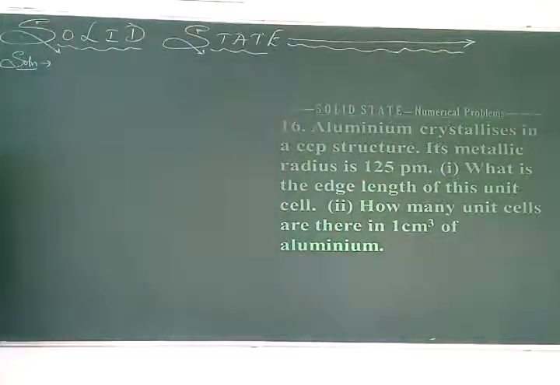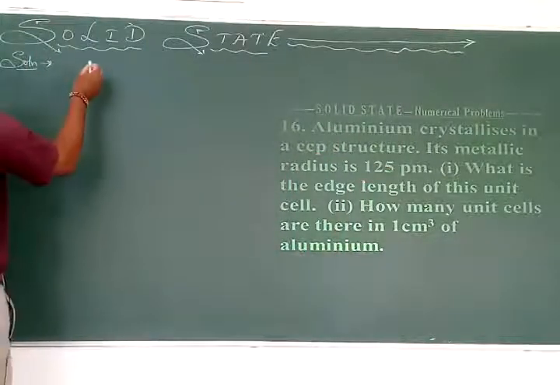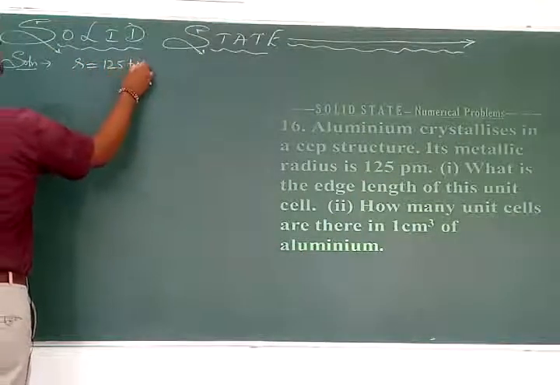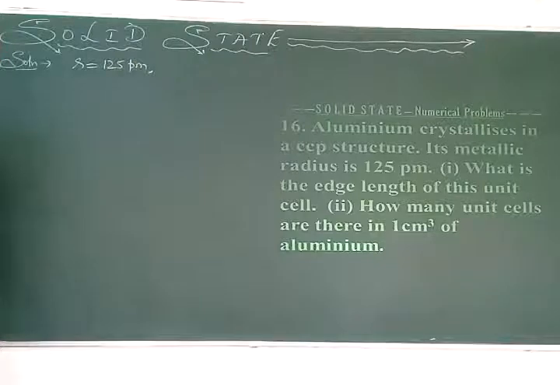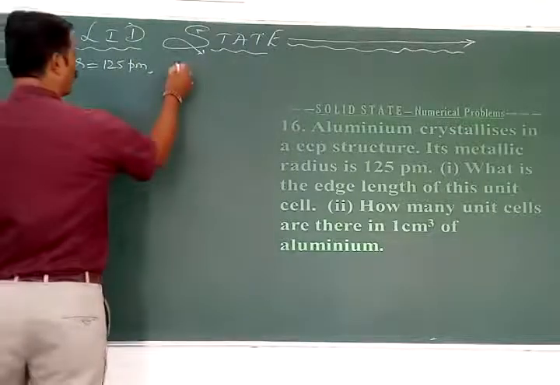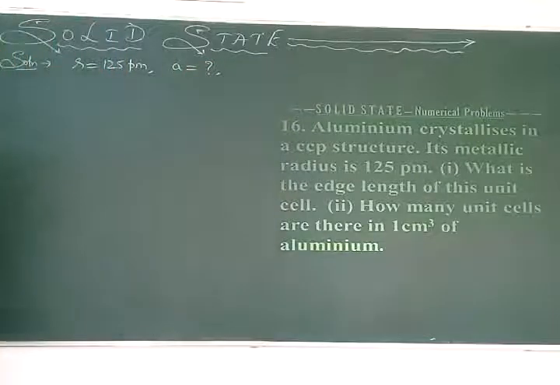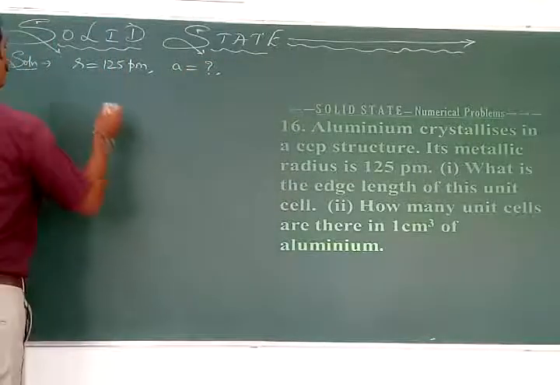CCP means Z is equal to 4. For CCP, first its metallic radius R is given as 125 picometer. What do you have to find out? We have to find out A, and then the number of unit cells. Okay, let's have that afterwards.